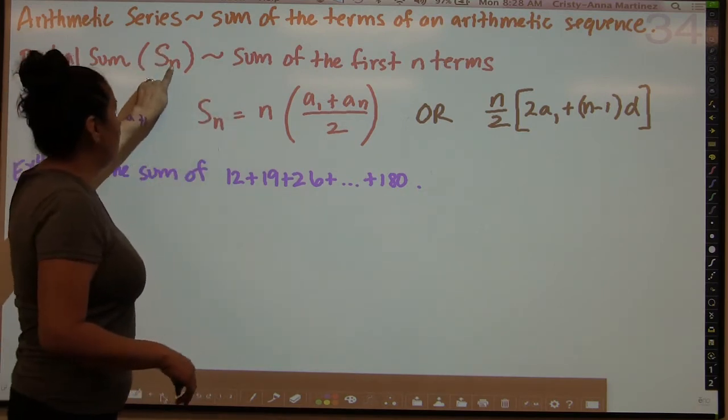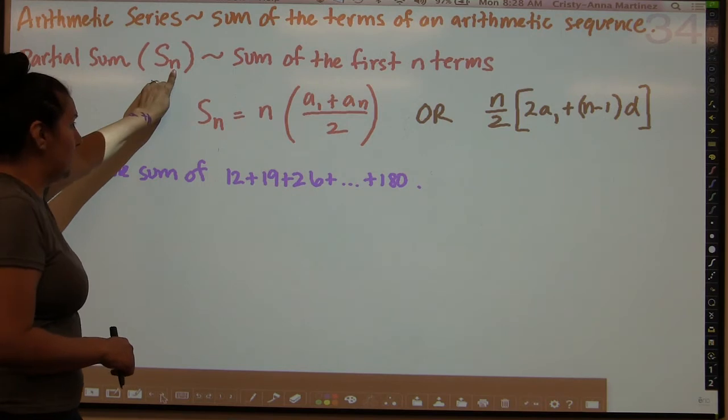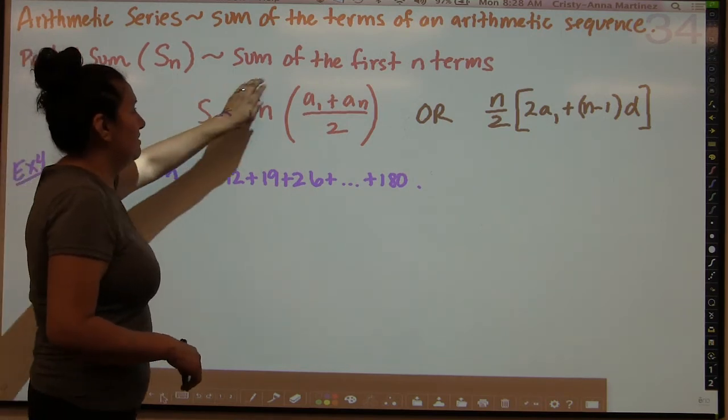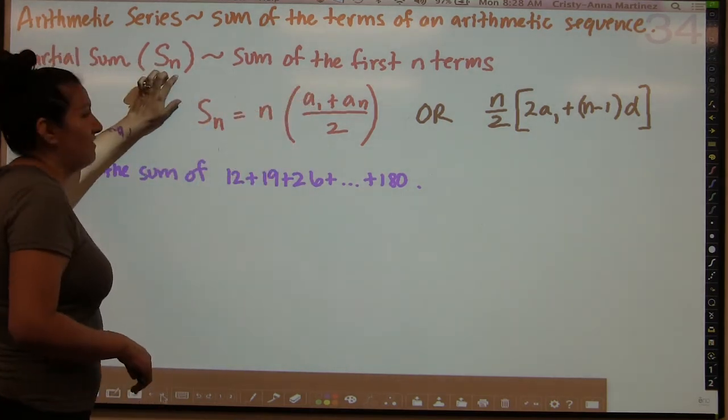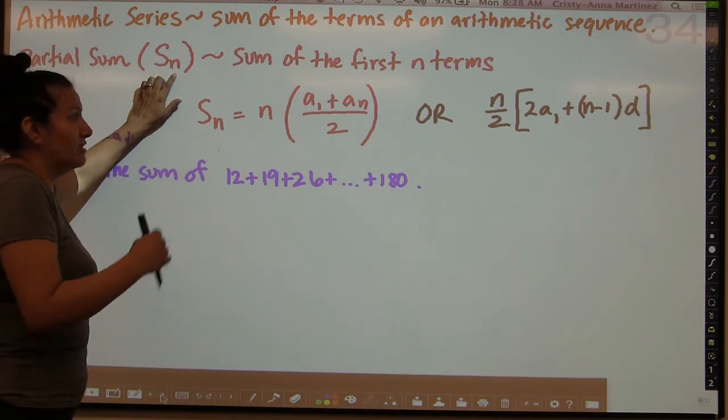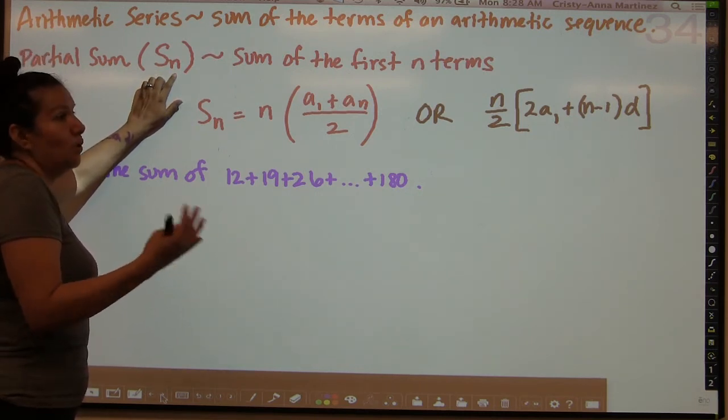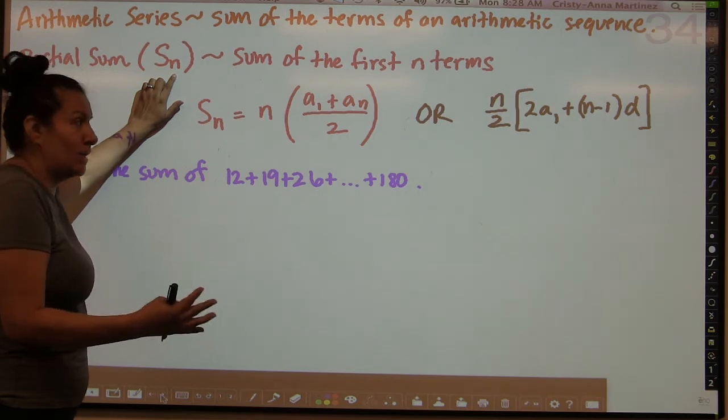So S sub n is the symbol that we use for a partial sum, and it basically means the sum of the first n terms. So if I have S sub 5, it means that I want the sum of the first 5 terms. If it's S sub 20, it means that I want the sum of the first 20 terms, and so on.